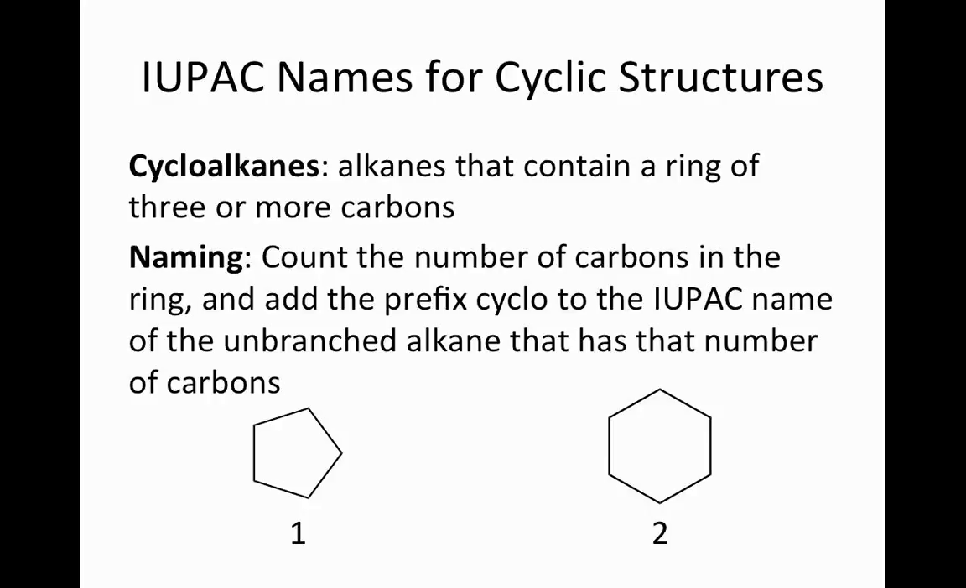On the bottom left, compound 2 has 6 vertices in it. 6 vertices indicate that there are 6 carbons in this ring. An unbranched alkane with 6 carbons we would call hexane. Therefore, for this cyclic structure, we would append it with the prefix cyclo and call it cyclohexane.